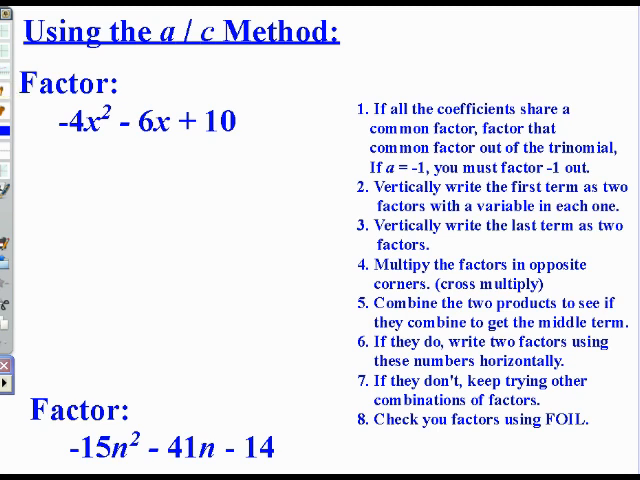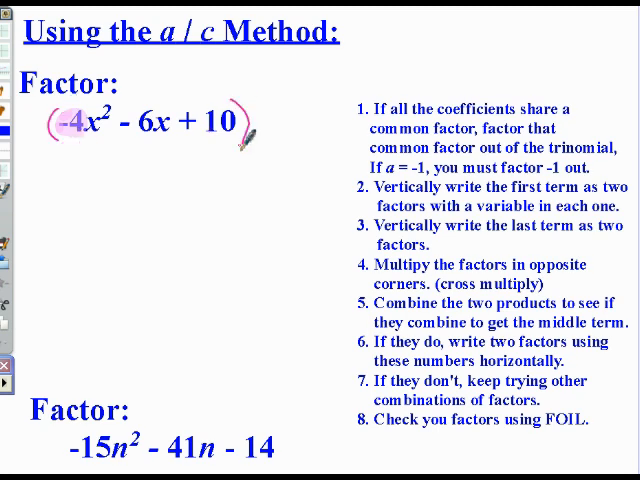Notice that your a term does not have positive 1 as the coefficient. So we have to think about our binomial factors a lot harder. It's a lot harder to factor these. So using the AC method or any method, the first thing you always want to do is look at every term in the whole trinomial and see if they share any common factors. If they do, you want to factor them out. And you never want to have a negative a term. So even if they didn't share a common factor, you would want to factor out a negative 1 and flip the signs on every term here so that your a term is not negative.